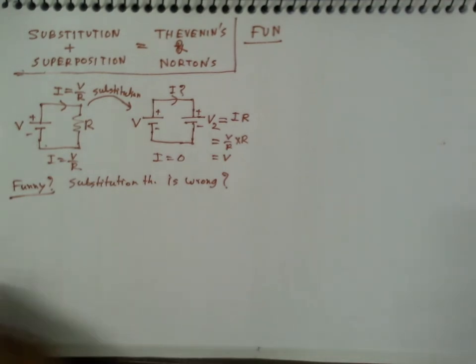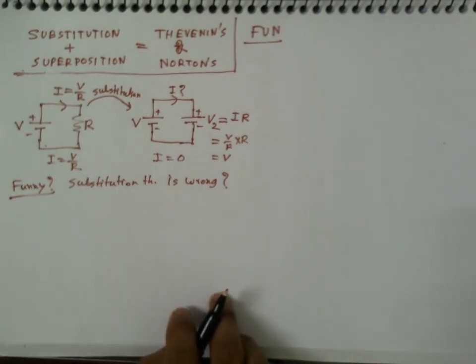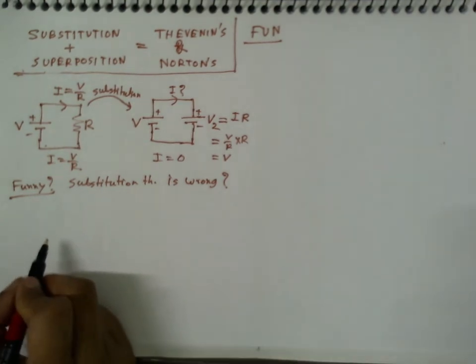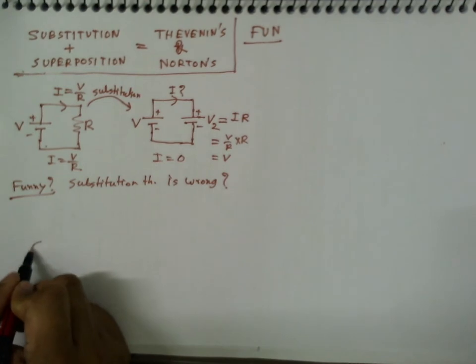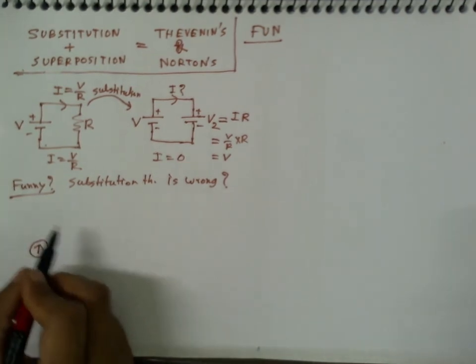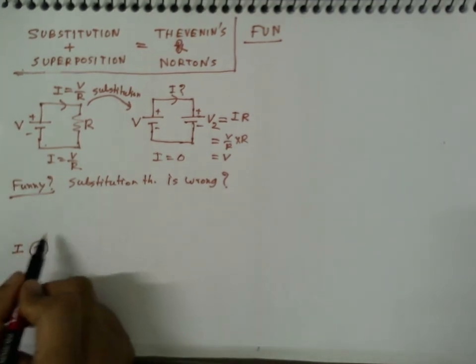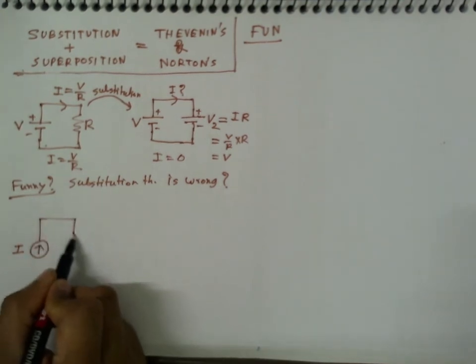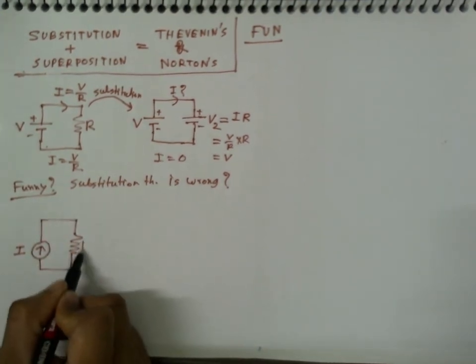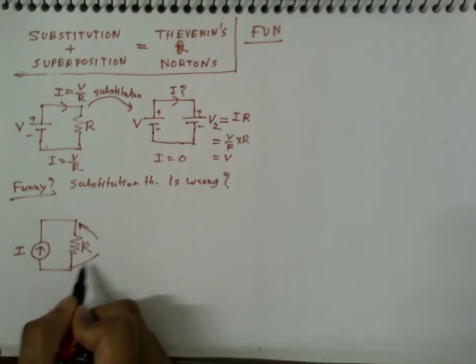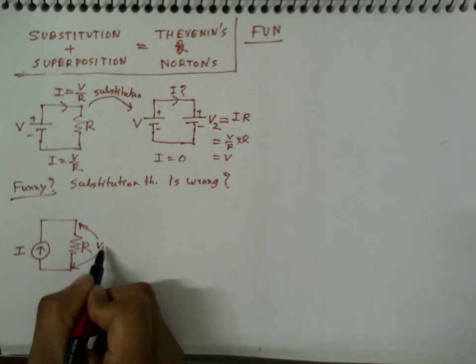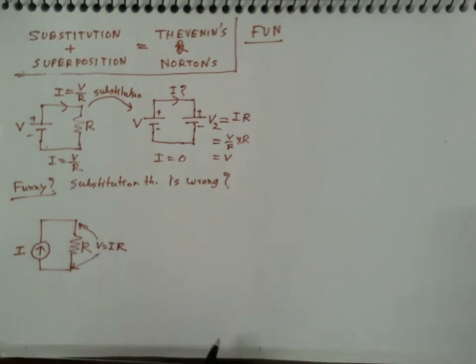I urge you to pause the video and think of the answer yourself instead of waiting for me to give the answer. Let me give you another, similar example, which might guide you to find the answer. Instead of taking a voltage source, let me take a current source and let this be I. The value is I. Now I connect it to a resistance which is R. So what will be the voltage? V will be equal to IR, definitely, right?